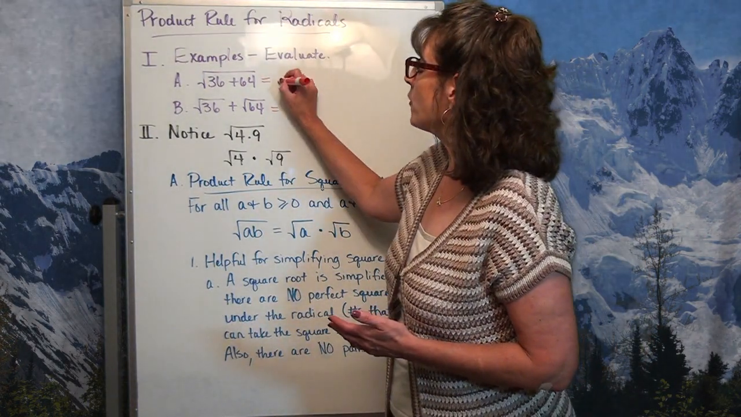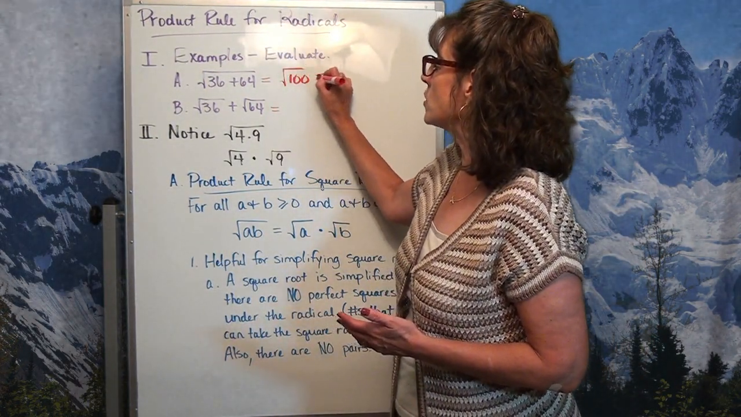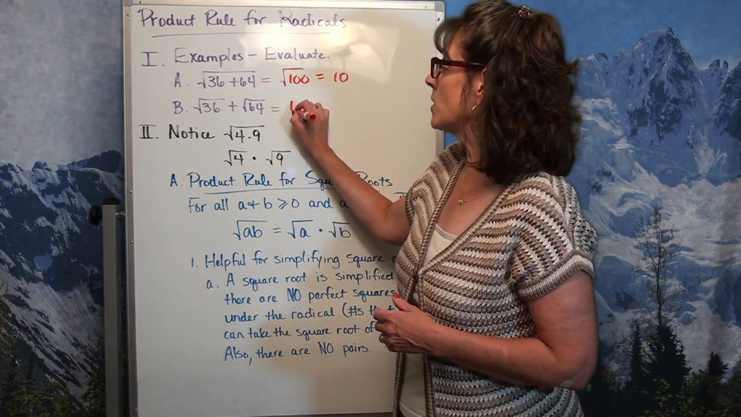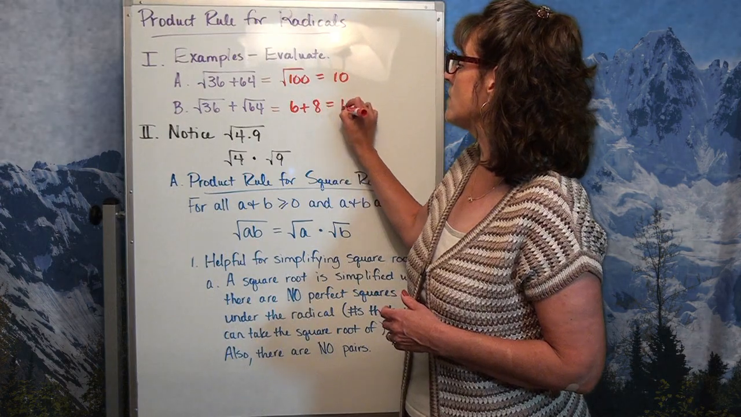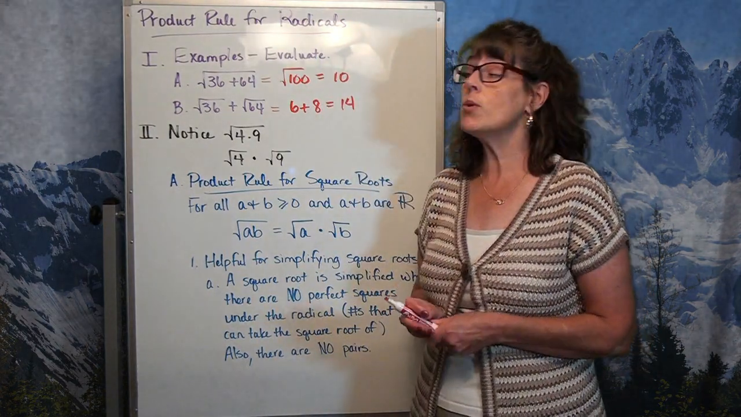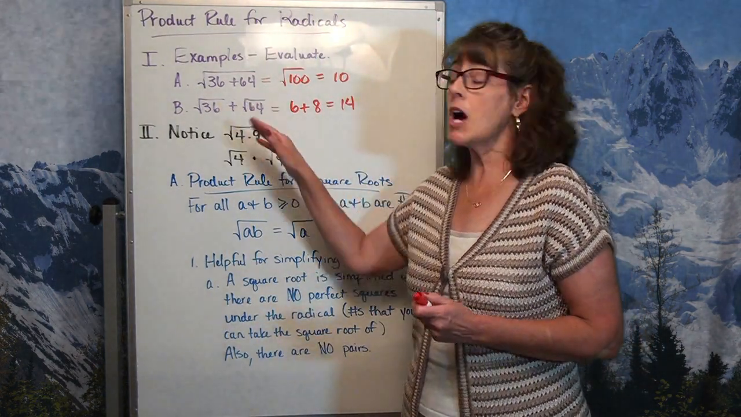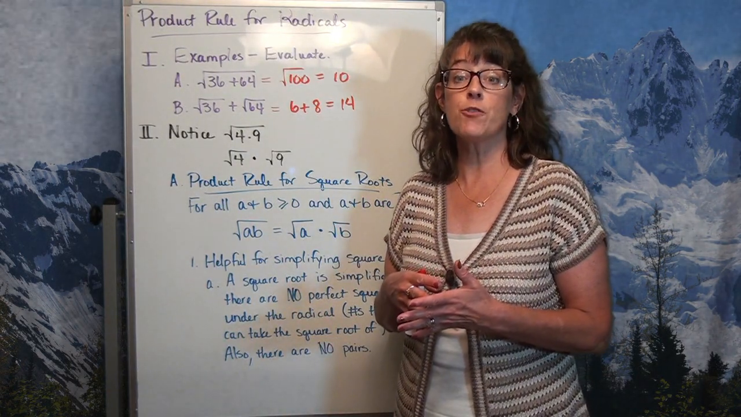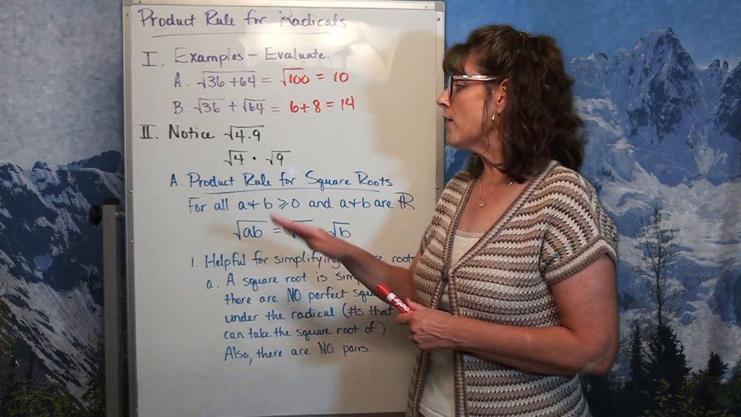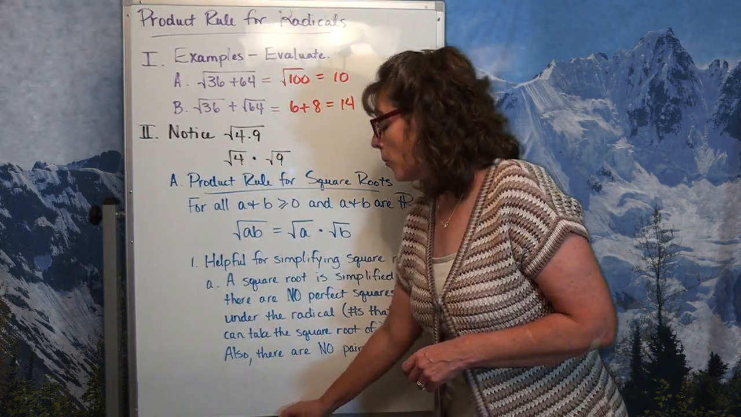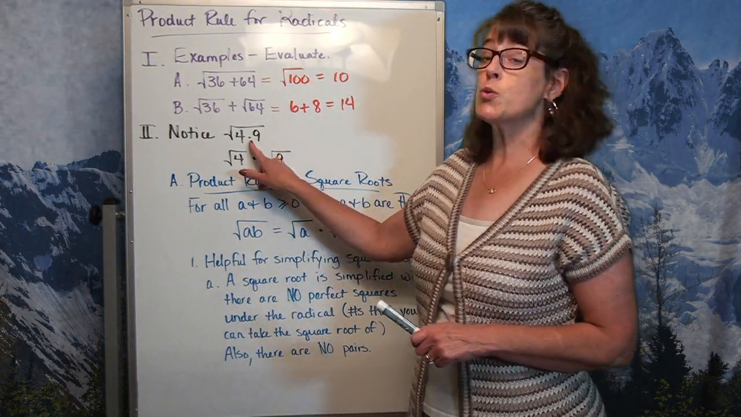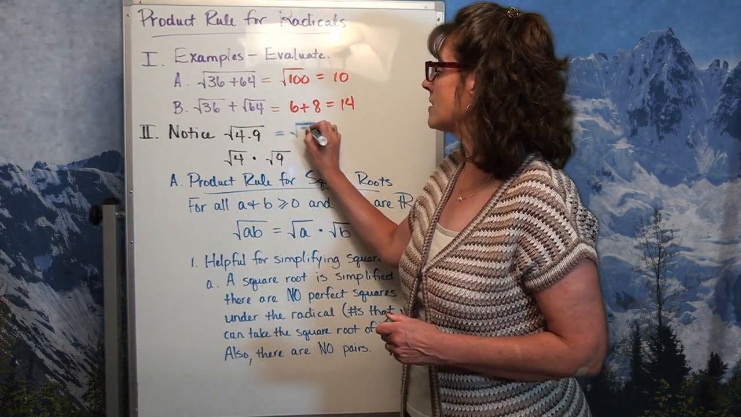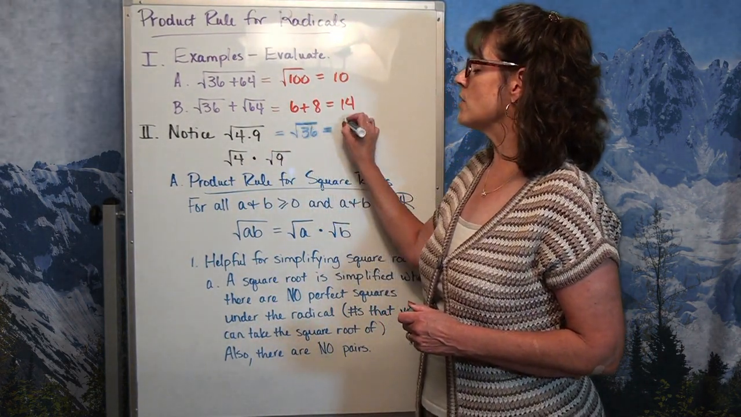So when we added first, we got square root of 100, which gave us 10. And in the second example, where we took the square root first, we got 6 plus 8, which gave us 14. And that showed us that no, I am not going to get the same result when those operations are set up differently. Notice, however, in this case, what we have here is, first we're going to multiply 4 times 9 and get 36. And then the square root of 36 is 6.